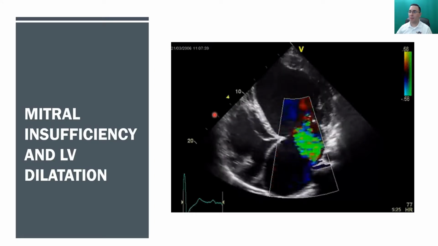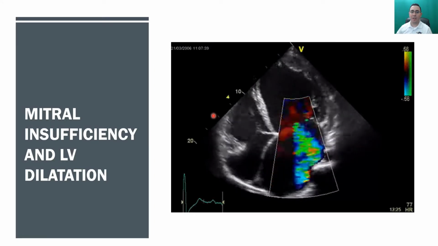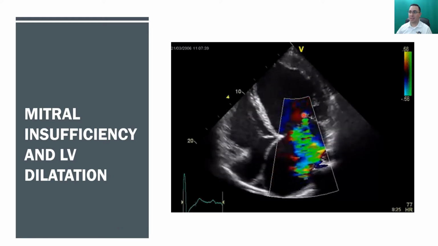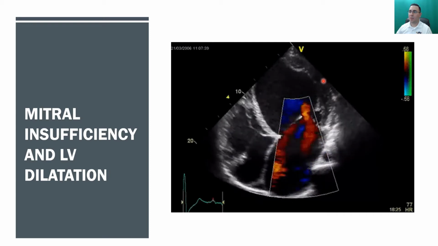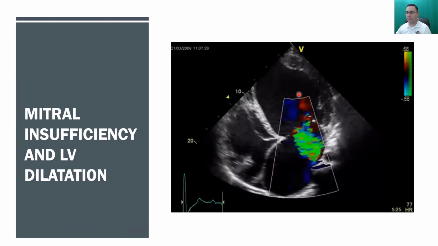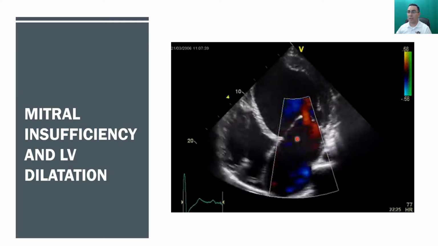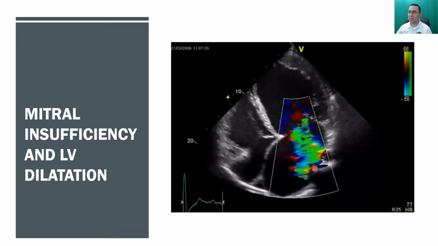Look at this, mitral insufficiency and left ventricular dilation. Yes, that's another complication. Look at this here. So this ventricle, that's a simple view, you can see it's dilated. Yes, it is. And also this left atrium is dilated. And look at the mitral insufficiency in here.